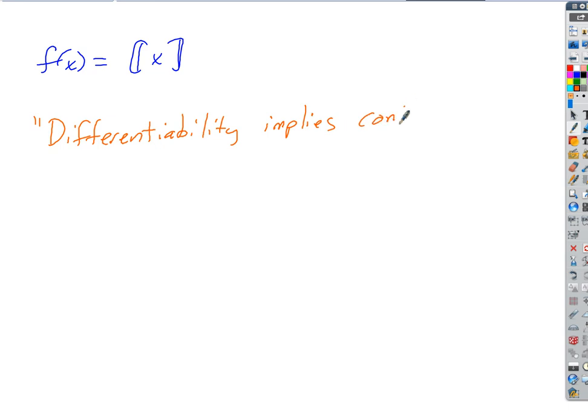Differentiability implies continuity. In other words, in order for something to be differentiable, it has to be continuous, right? If it's discontinuous, it can't be differentiable, okay? It can be continuous and not differentiable, though, can't it? We just saw an example of that, right?